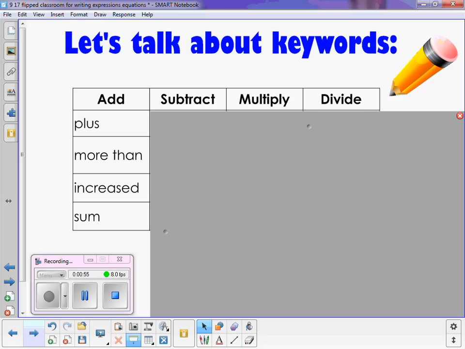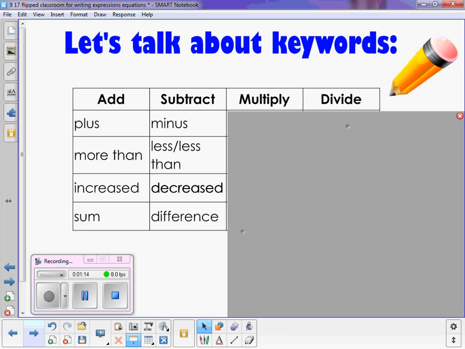So we're going to start with addition. Some key words that you need to write down under the addition column are plus, more than, increased, and sum. And there are others that I haven't included here, like the word "and" is sometimes indicative of addition.